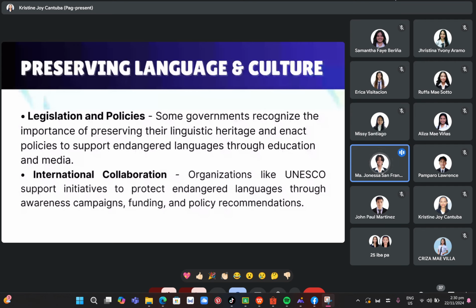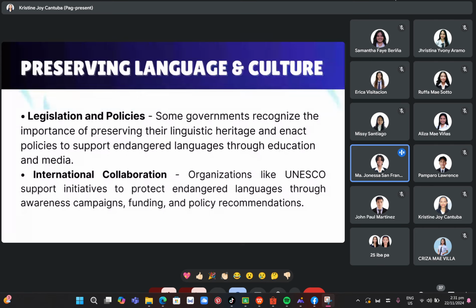This law includes formulating policies, plans, and programs, creating and maintaining a division of translation, conducting public hearings, conferences, seminars, and other group discussions, and formulating and adopting guidelines, standards, and systems for monitoring and reporting. And for the last is international collaboration. Organizations like UNESCO support initiatives to protect endangered languages through awareness campaigns, funding, and policy recommendations.